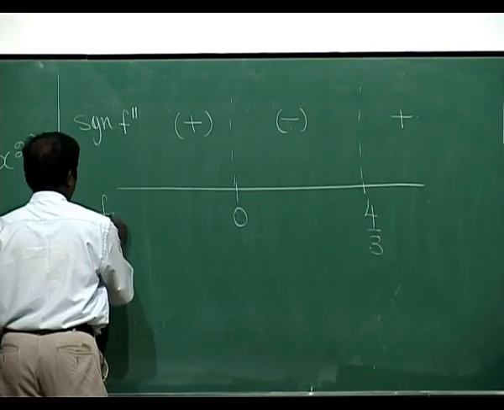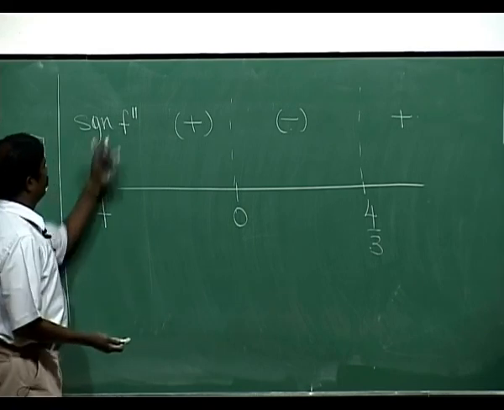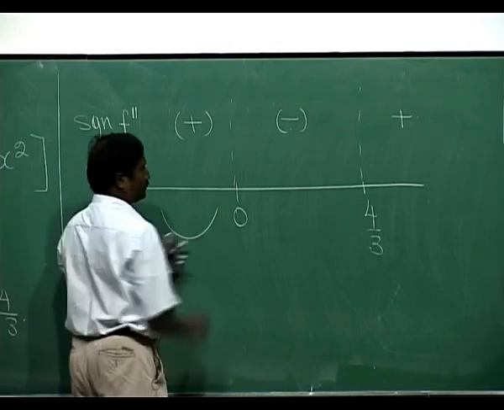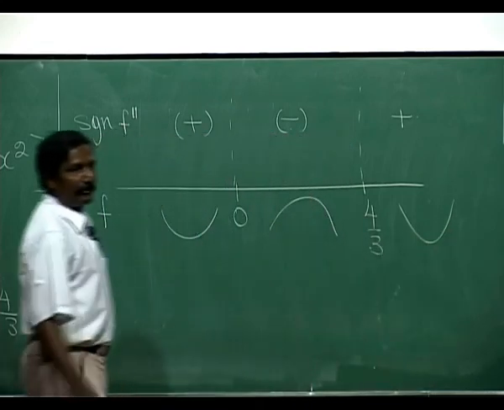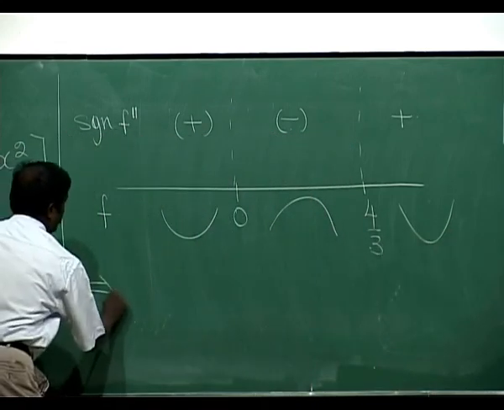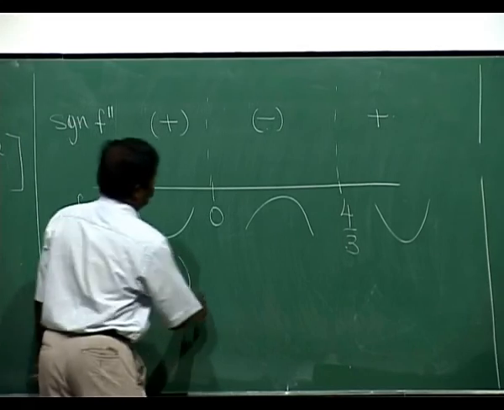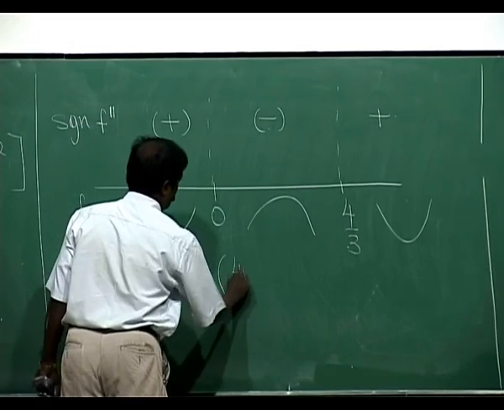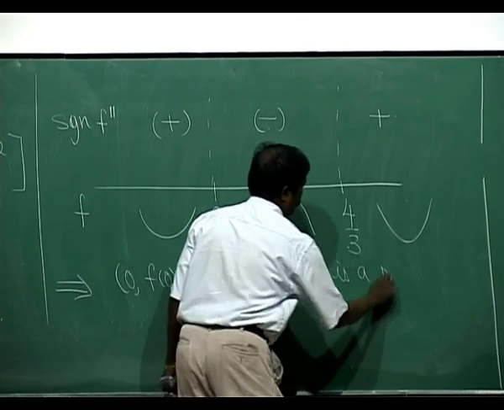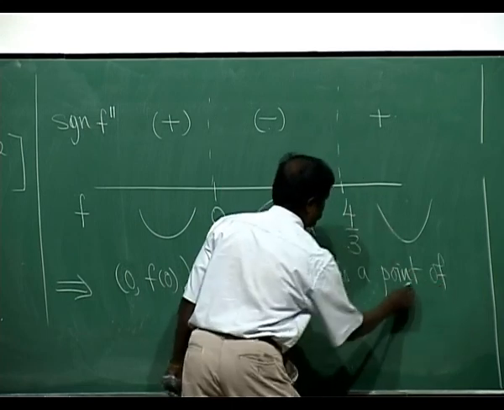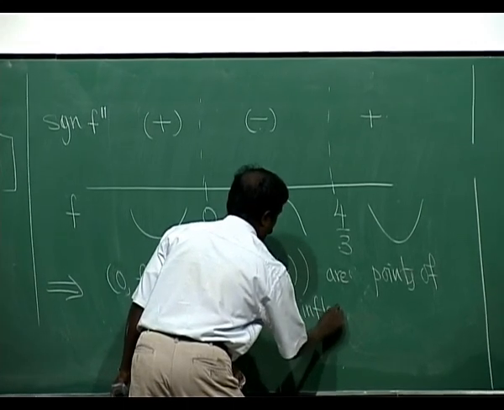So the behavior of f is, from this we conclude this function is like a cup, here it is like a cap, here it's like a cup, right? So this implies (0, f of 0) and (4/3, f of 4/3) are points of inflection, or inflection points.